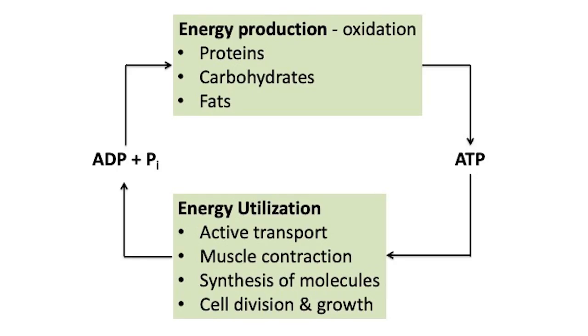ATP is the central link between energy producing and energy utilizing systems of the body. During energy production, you can have the oxidation of proteins, carbohydrates, and fats to synthesize ATP. ATP is then utilized for cellular work, such as active transport, muscle contraction, synthesis of different molecules such as proteins, cell division, and growth.